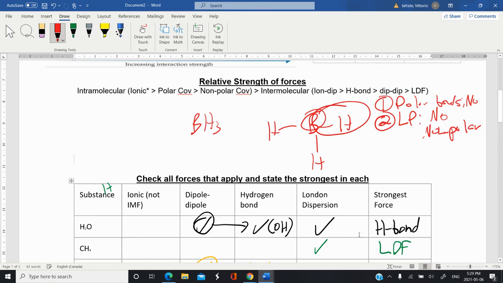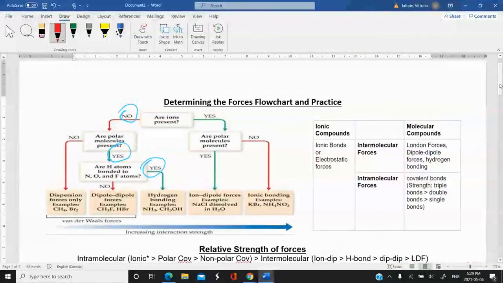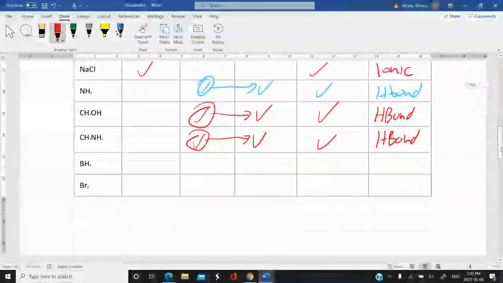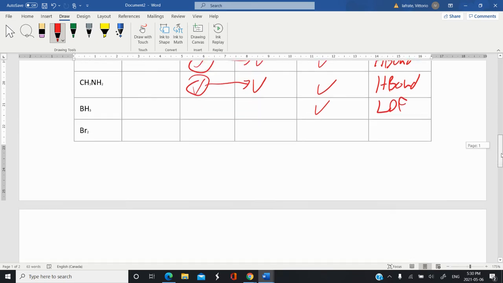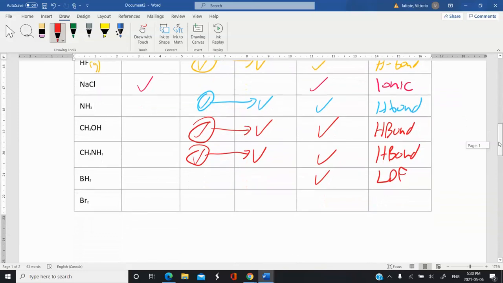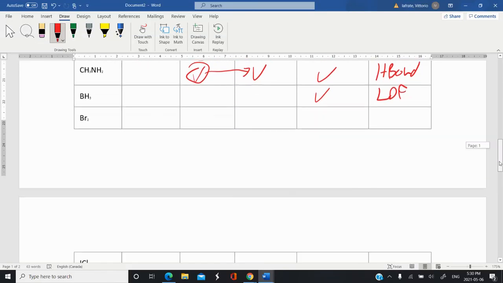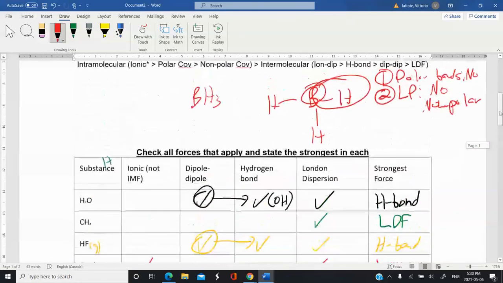So let's go ahead and take a look at our chart up here. So are there ions? No, it's a molecular compound, it's not ionic. Are there polar molecules? No. So the only real force that we have there is the London dispersion force. So that's the strongest force because it's the only force. And so in this video, we saw examples from H2O to BH3. In the next video, we're going to take a look at the last few examples.